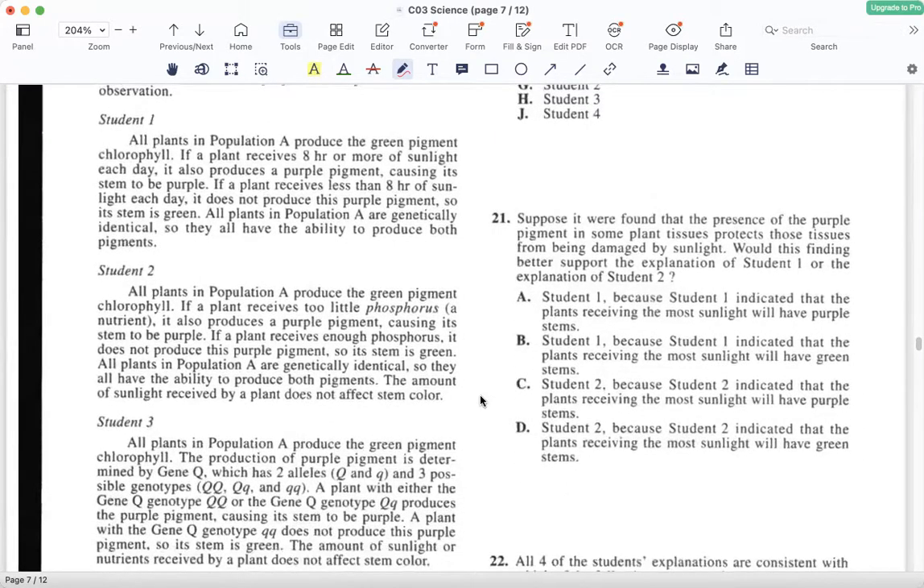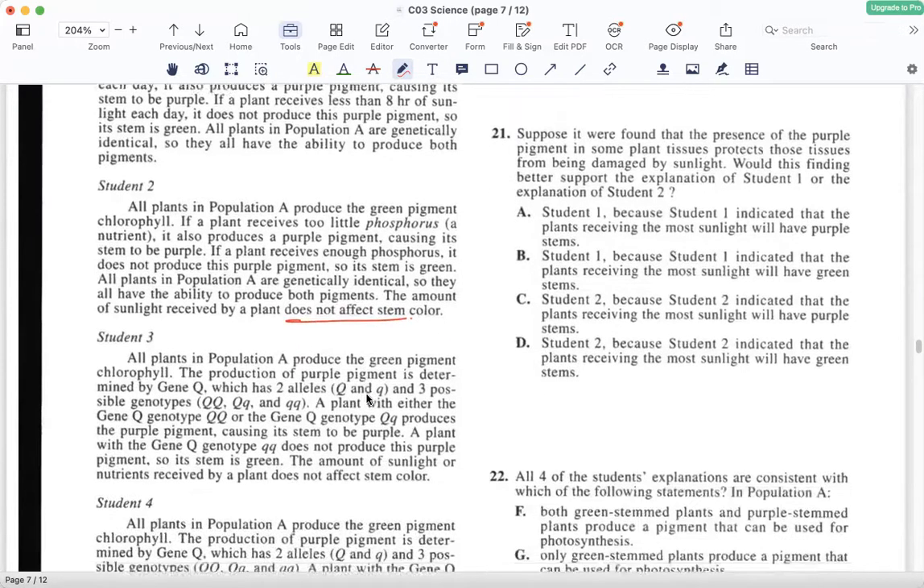Student 2: all plants produce the green pigment chlorophyll. If a plant receives too little phosphorus, it also produces a purple pigment, causing its stem to be purple. If a plant receives enough phosphorus, it does not produce this purple pigment, so the stem is green. All plants are genetically identical, so they all have the ability to produce both pigments. The amount of sunlight received by a plant does not affect its stem color.